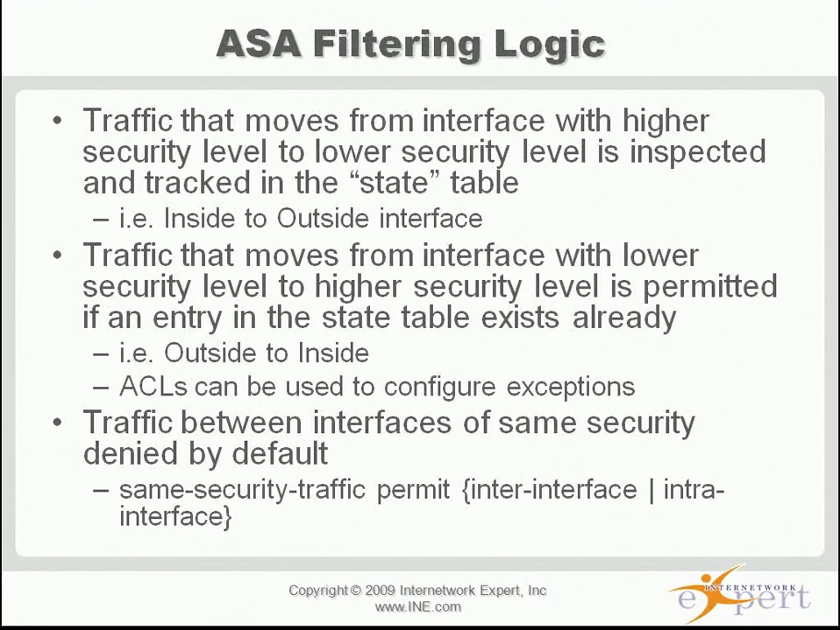By default, traffic is allowed to flow from a higher number, which is the higher security level, to a lower security level. So if my inside is 100 and my outside is 0, and I don't have any access lists configured, by default traffic is able to pass from inside to outside because of the differing security levels.